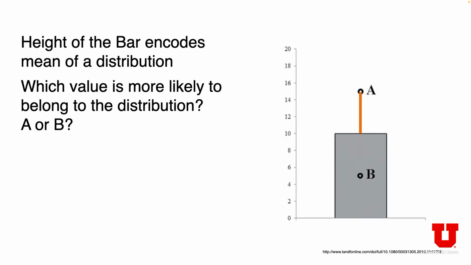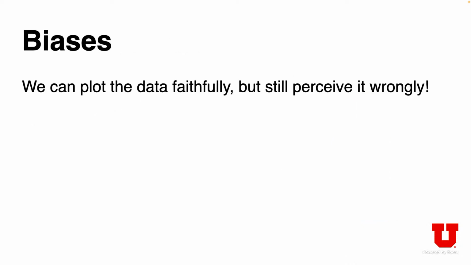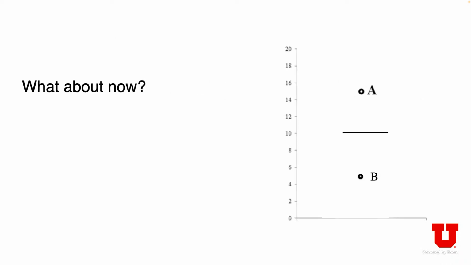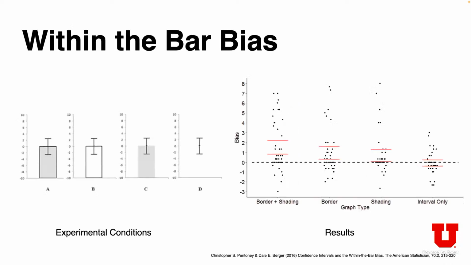But we know that people are biased when shown the area, right? It's called the within-the-bar bias. We can plot the data faithfully by showing the point equidistant from the mean, but we perceive it wrongly. So if we just showed the mean of the distribution by a line, then you will not ever be confused to think that, oh, maybe things within the bar are more meaningful than things outside of the bar. This has been studied scientifically.